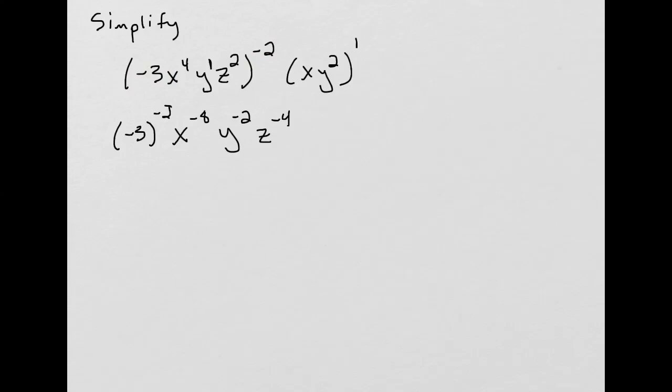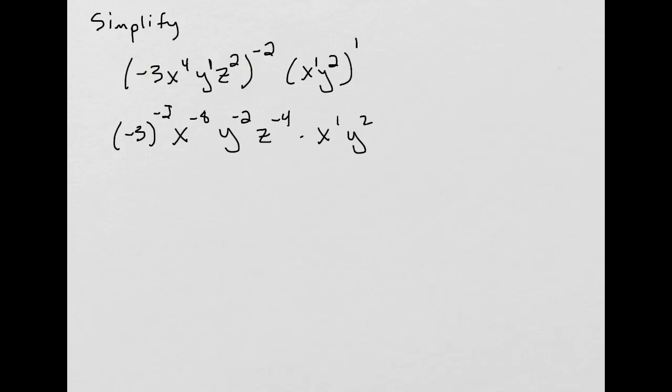And then times, now if I apply this outside exponent of 1, first note that x doesn't have an exponent, so I just write it in there as 1. If I multiply 1 by 1, I just get x to the 1st. And then if I take my exponent on y, which is 2 times 1, I get 2. So I get y squared.